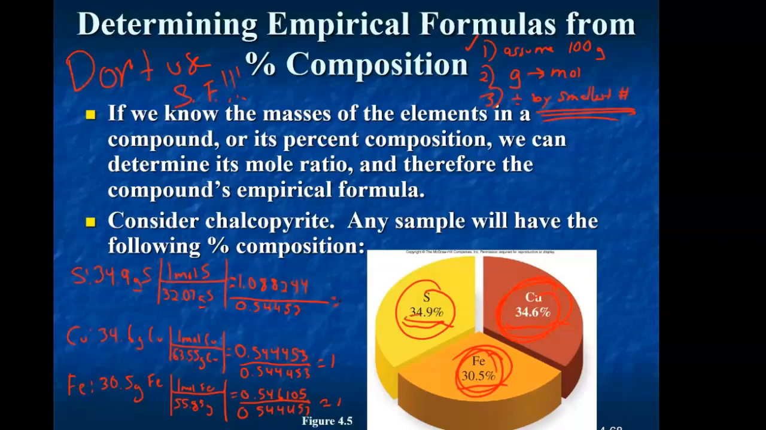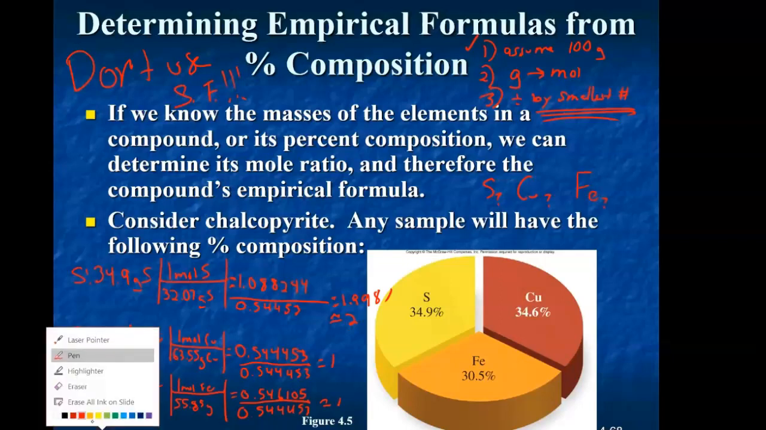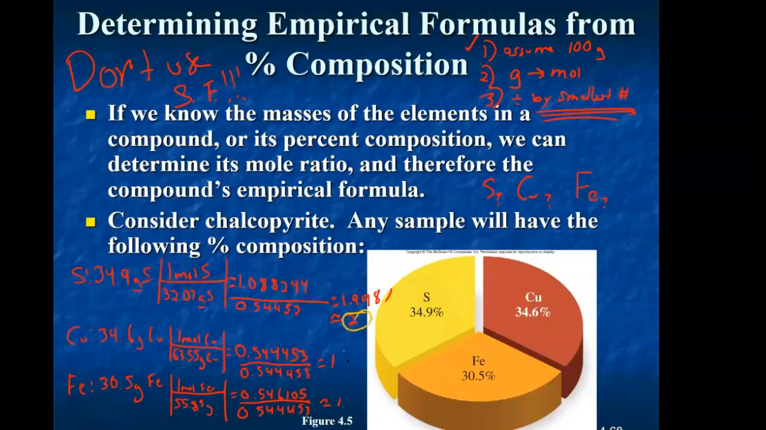It equals 1.9987. That is about 2. That is close enough to 2. Now, these are the subscripts. Remember, we were trying to figure out S, how many? Cu, how many? Fe, how many? So this means we have 2 S's, 1 Cu, and 1 Fe. So what we did is we just found the empirical formula, right?